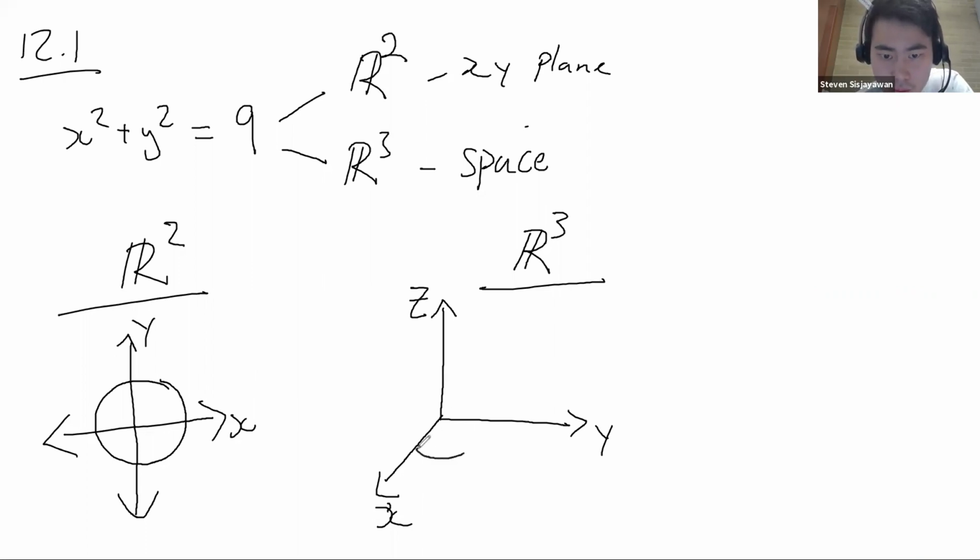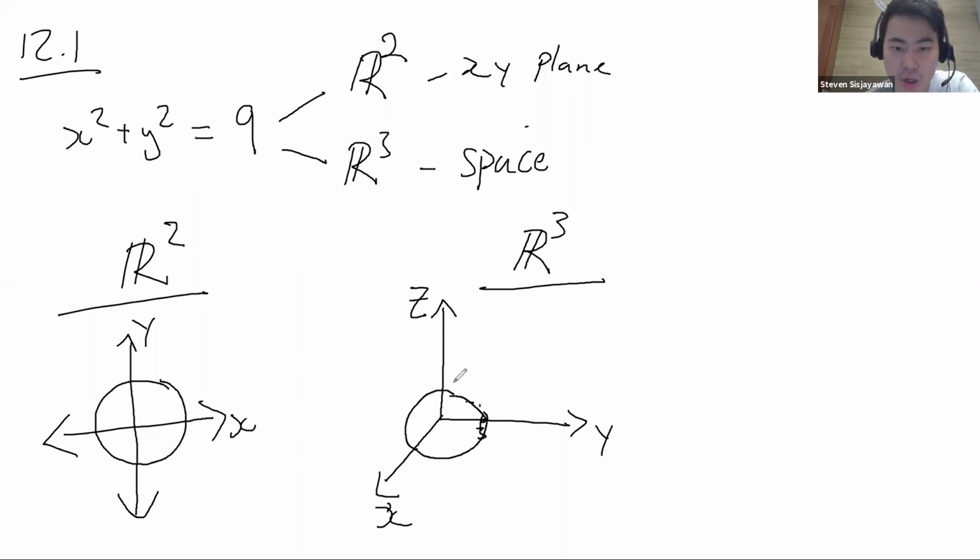Let's see, something like this, and then something like that. All right, so imagine that's in the XY plane with a circle with a radius of 3. Now in regards to R3, since we have 3 degrees of freedom, imposing this one equation of x squared plus y squared does reduce the degree of freedom from 3 into 2. Now, the restriction that this equation doesn't have is that it doesn't specify points in z.